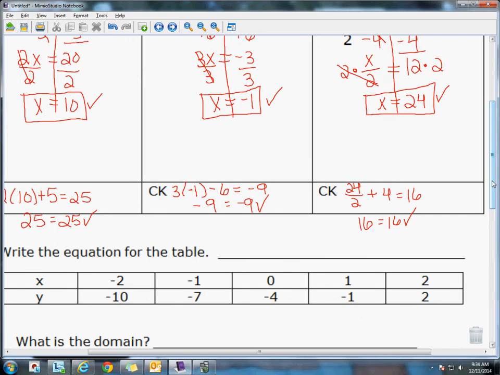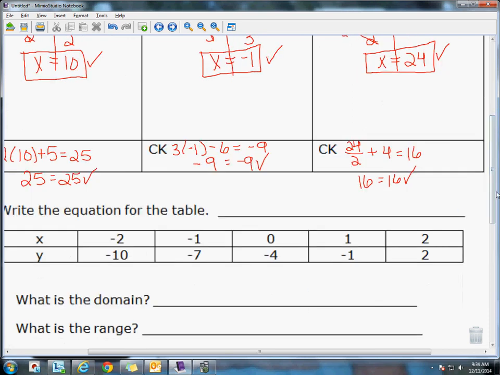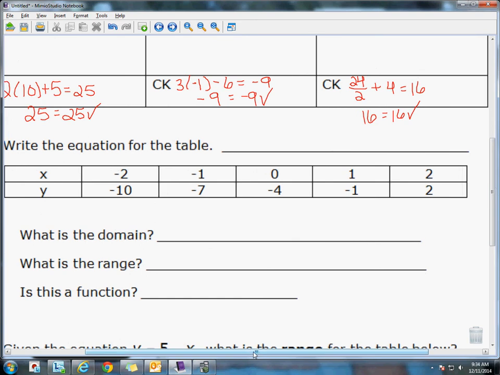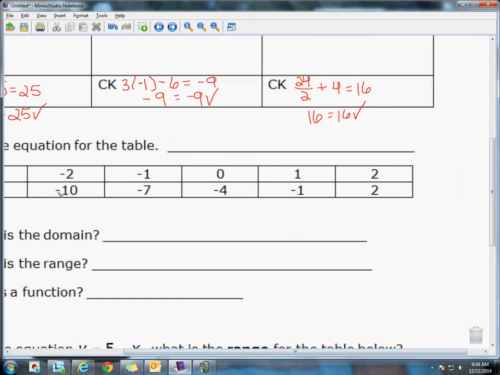Number 4 says write the equation for the table, asking what's the domain, what's the range, and if it is a function. First thing we can do for the equation, we can figure out what our slope is and our y-intercept. So our y-intercept is the easiest one to find. It's right there in the table, 0, negative 4. So that one's done. The only thing you need is your slope, which is change in y over change in x.